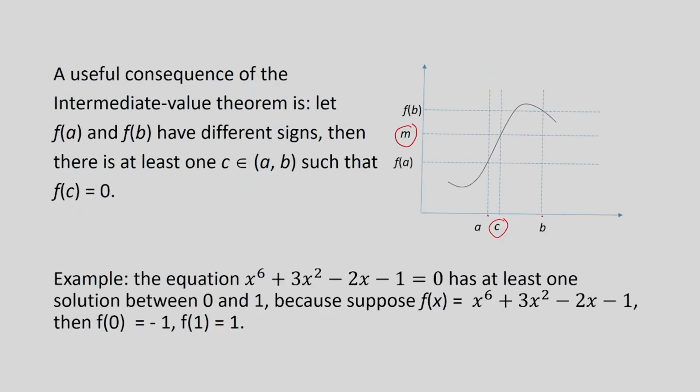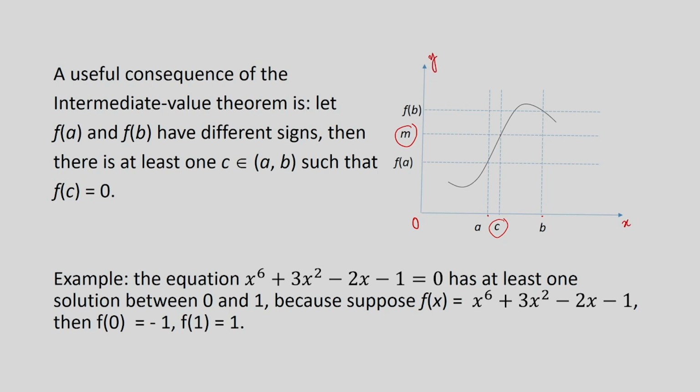Obviously, here geometrically y equal to m is a straight line, a horizontal line, and this line will intersect this function at least once. In our case, it is intersecting only once, and that point has the value of x equal to c.